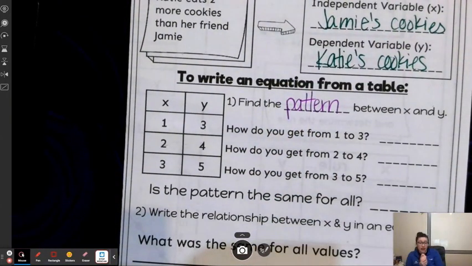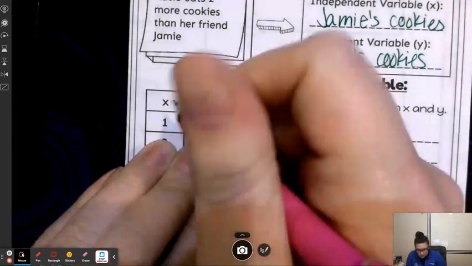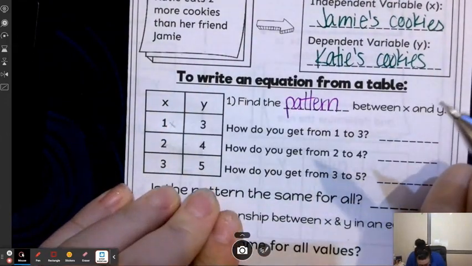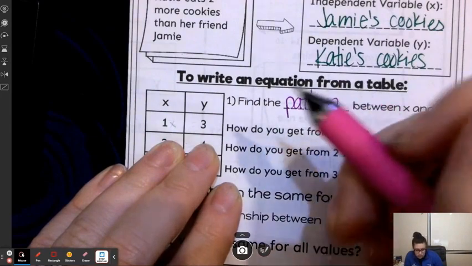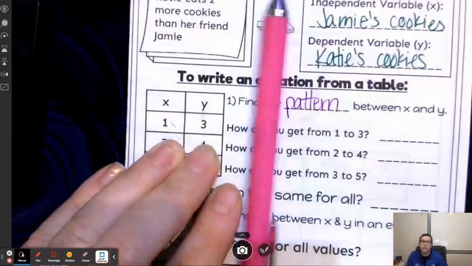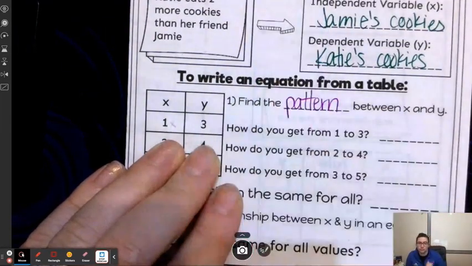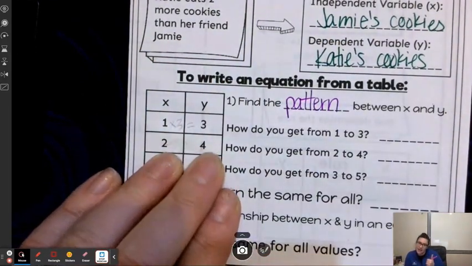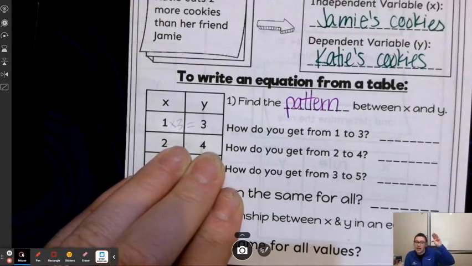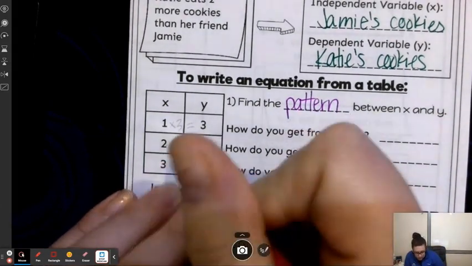So we need to find the pattern between x and y, adding and subtracting, or multiplying and dividing. So 1 times what would give me 3? No, I did do that right. 1 times 3 is equal to 3. Yeah, that works for that row, but it has to work for every single row.